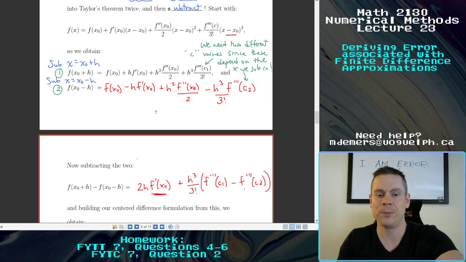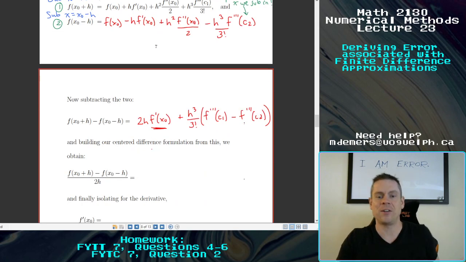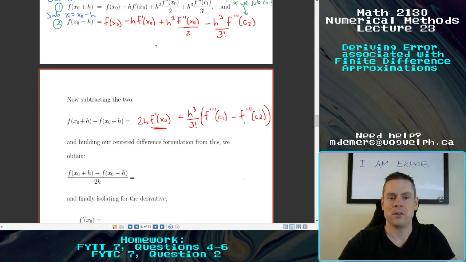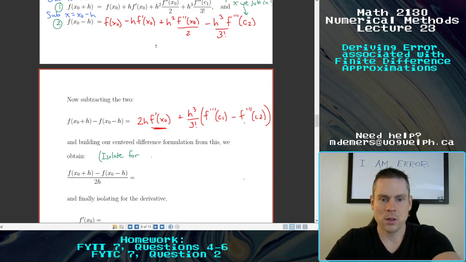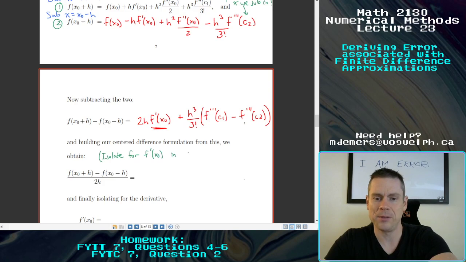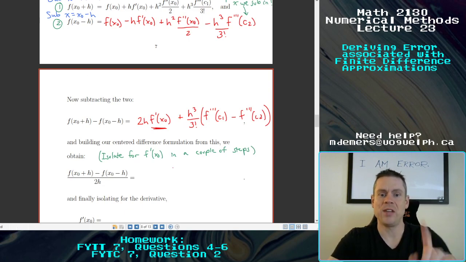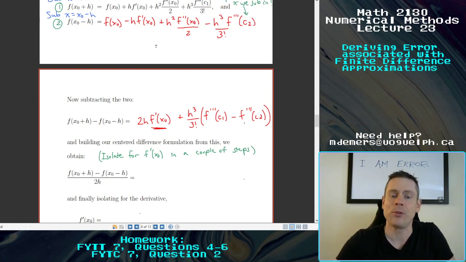So we're going to build our center difference formulation from this. That means I'm going to isolate this thing. So I'm going to write that down. So we're going to isolate for f prime of x0 in a couple of steps. And in that first step, I'm going to take that 2h and divide both sides.